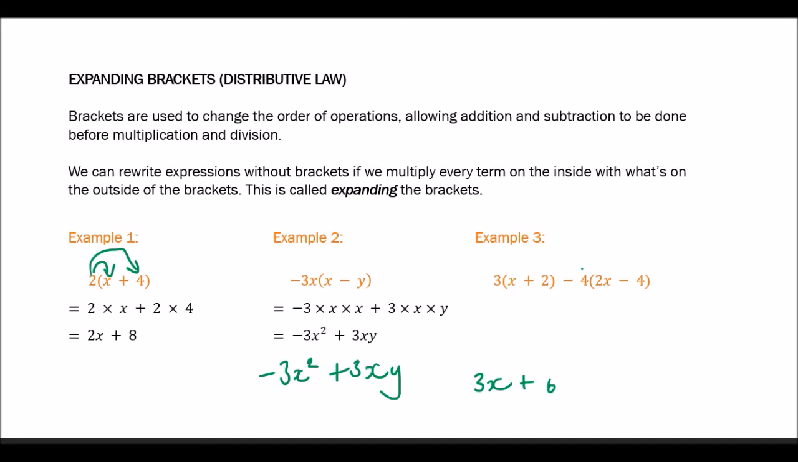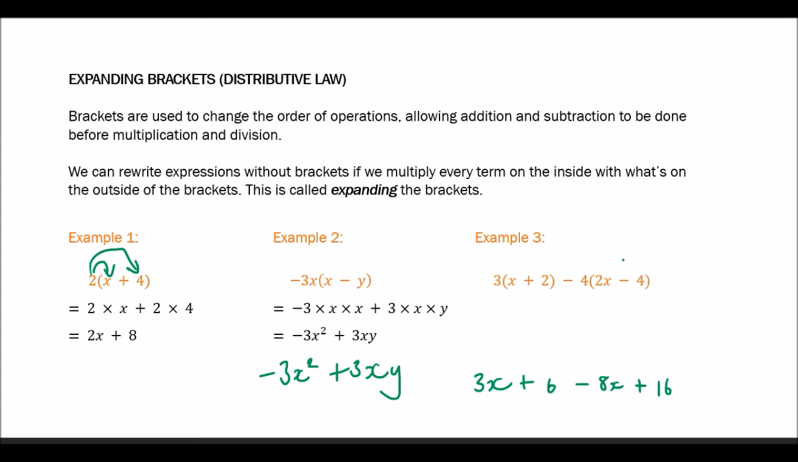Easy. Next one, negative 4 times 2x. So negative 4 times 2 gives you negative 8. And then there are no letters to multiply, so you just leave it as x. Negative 4 times negative 4 gives you positive 16. That's where that is.